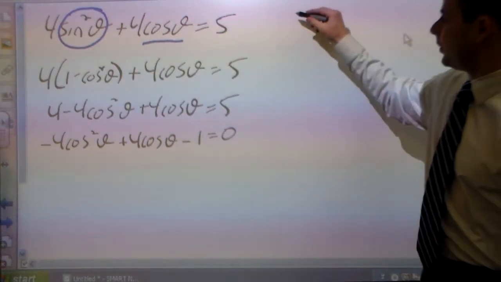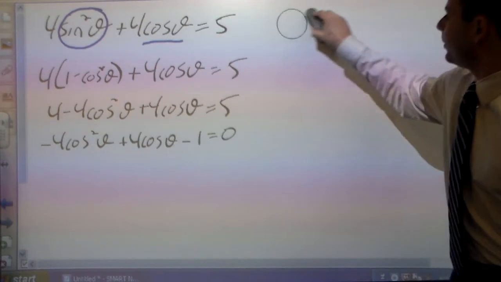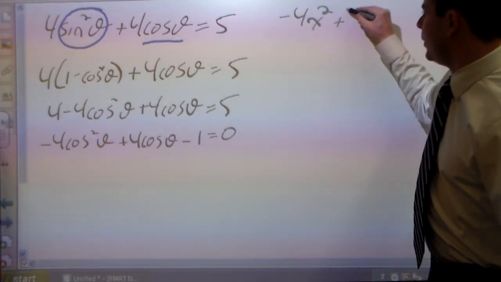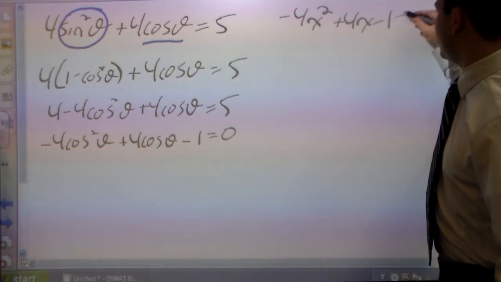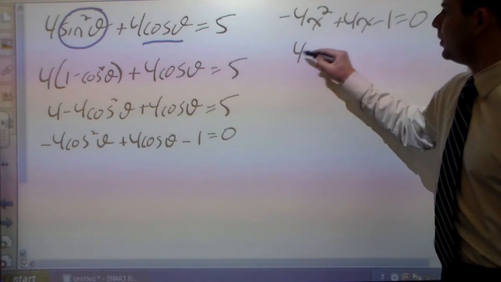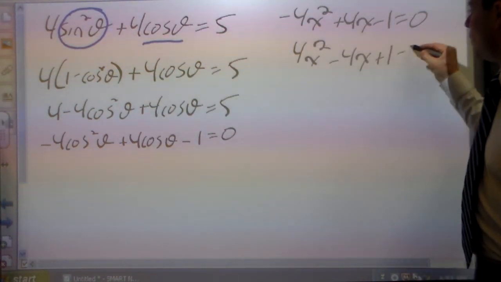My quadratic would be -4x squared plus 4x minus 1 equals 0. So let's multiply everything by -1. 4x squared minus 4x plus 1 equals 0.